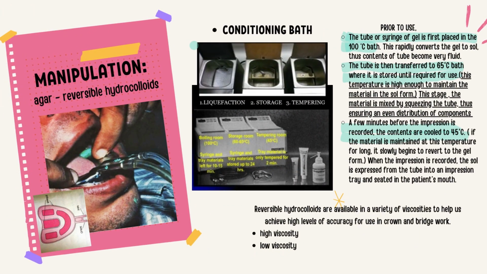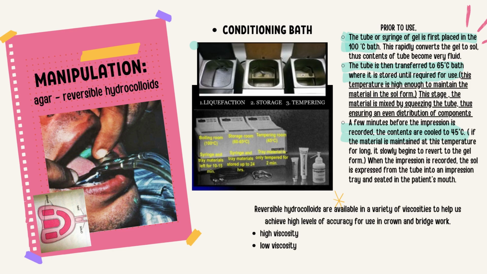Manipulation of agar impression materials. So dear listeners, see the image of a unique style of impression tray. Have you seen this type of tray before? Maybe some of you. Prior to use, the tube or syringe of the gel is first placed in the 100 degrees Celsius bath. This rapidly converts the gel to sol, thus the contents of the tube become very fluid. The tube is then transferred to a 65 degrees Celsius bath where it is stored until required for use. This temperature is high enough to maintain the material in the sol form.